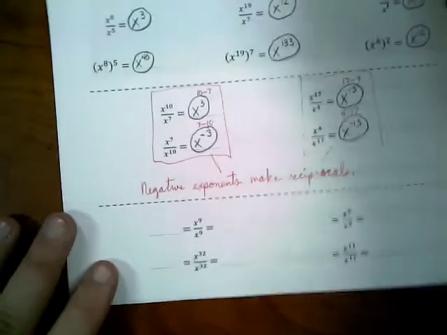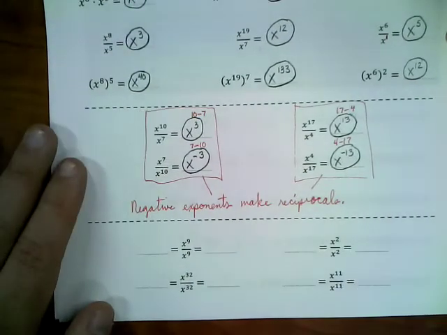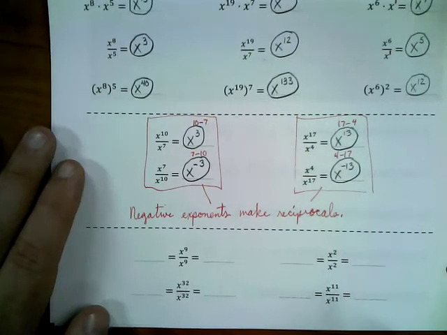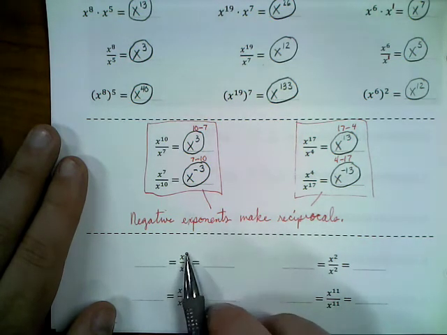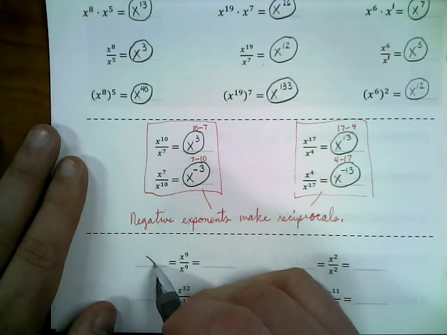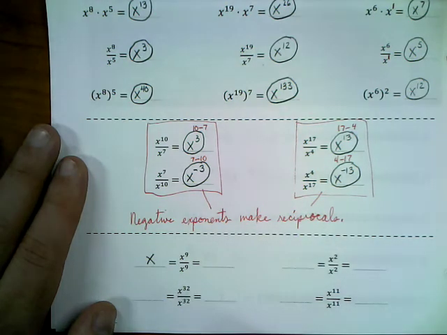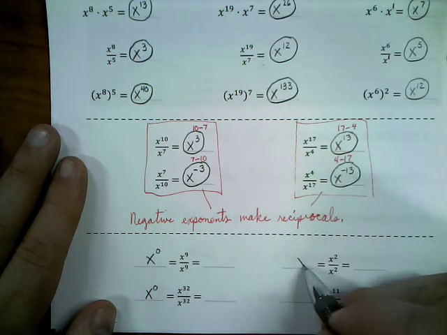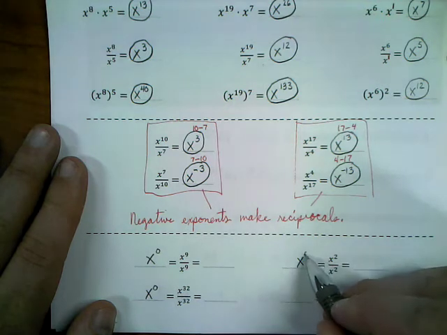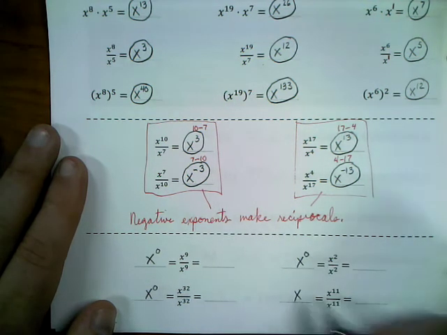So down here, we're actually going to do these problems twice. So first of all, x to the 9th power over x to the 9th power. So remember, when we have a power divided by a power, we subtract. So, well, 9 minus 9 is 0. Here, 32 minus 32 is 0. 2 minus 2 is 0. 11 minus 11 is 0.